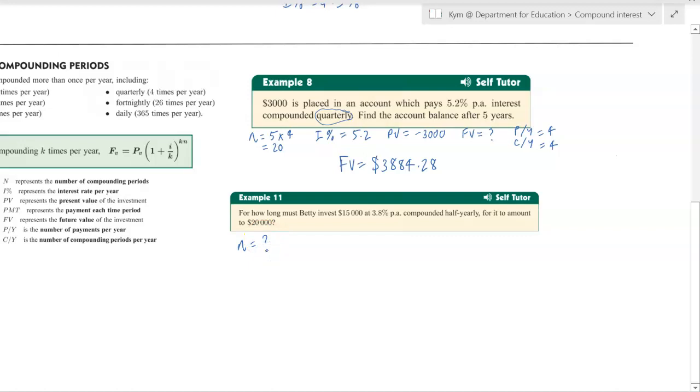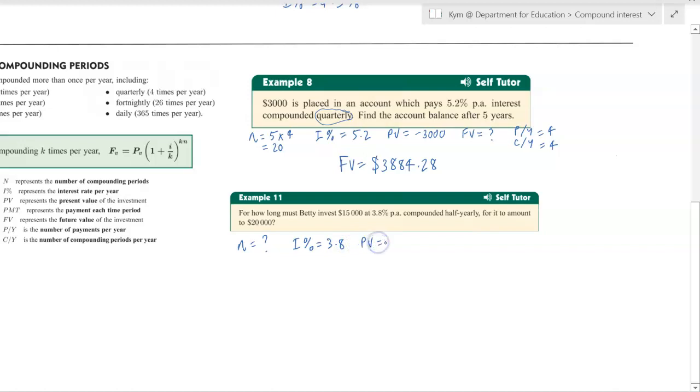Keeping in mind that n isn't going to give me the number of years, n is going to give me the number of compounding periods. Okay, that's really important to understand. We'll touch on that when I get the answer. The interest rate, again, that gives it to me is 3.8%.